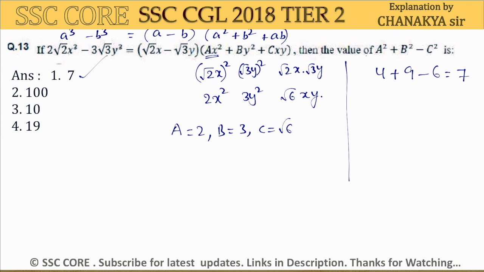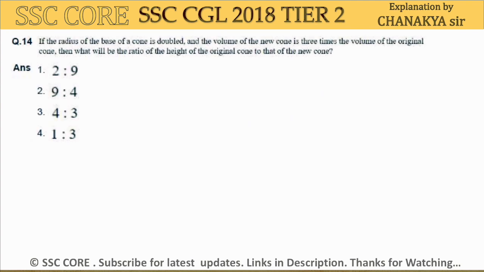Next, question number 14. If the radius of base of cone is doubled and volume of new cone is 3 times the volume of original cone, then what will be the ratio of heights of original cone to that of new cone? See what is given. Radius of cone doubled, so ratio becomes 1:2. And volume of the new cone is 3 times the volume of original cone. Volumes ratio V1:V2 is equal to 1:3. What will be the ratio of heights? H1:H2 is equal to how much?